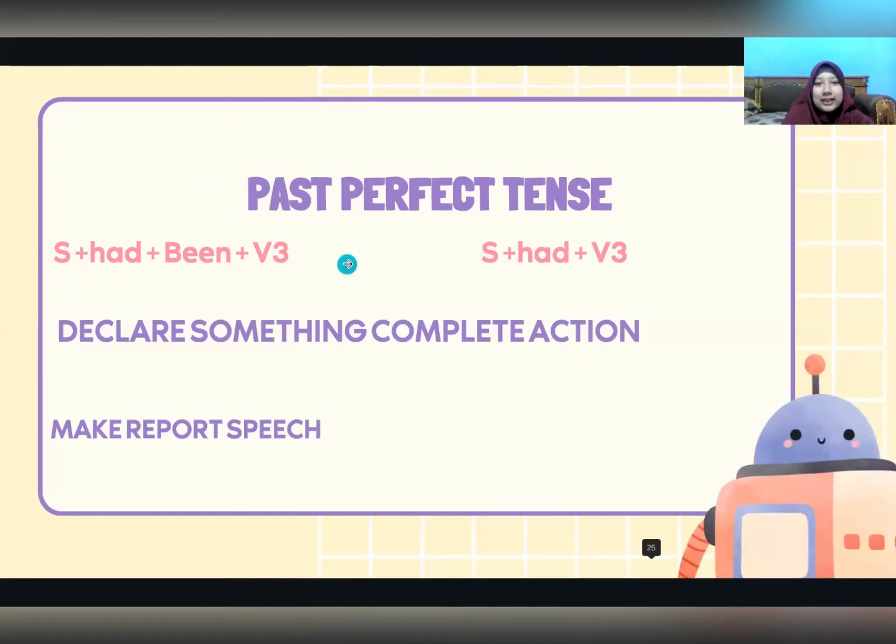So let's discuss past perfect tense. Past perfect tense is a sentence used to declare a completed action or make a report. It has a formula: subject plus had plus been plus verb 3, or subject plus had plus verb 3.